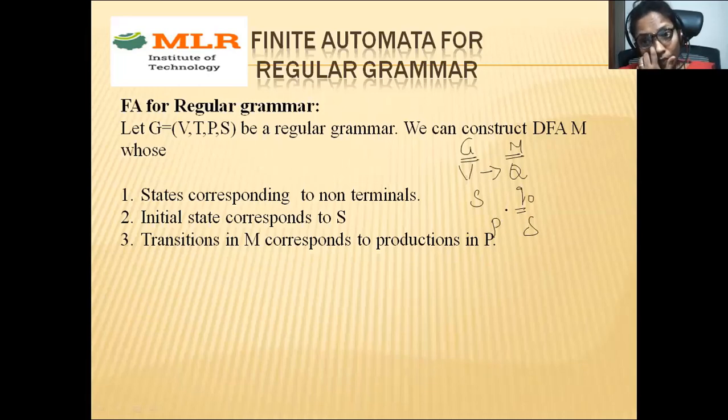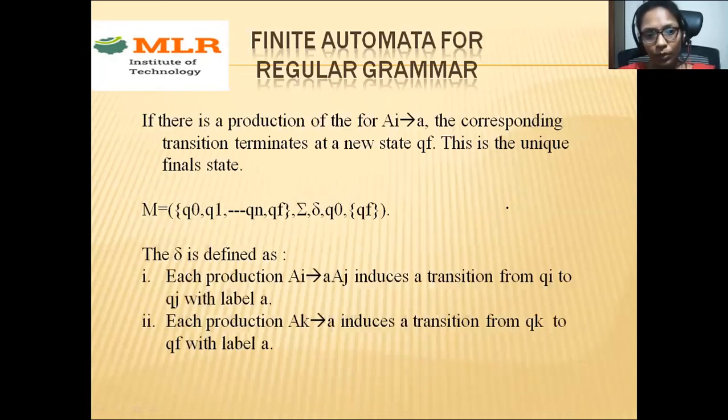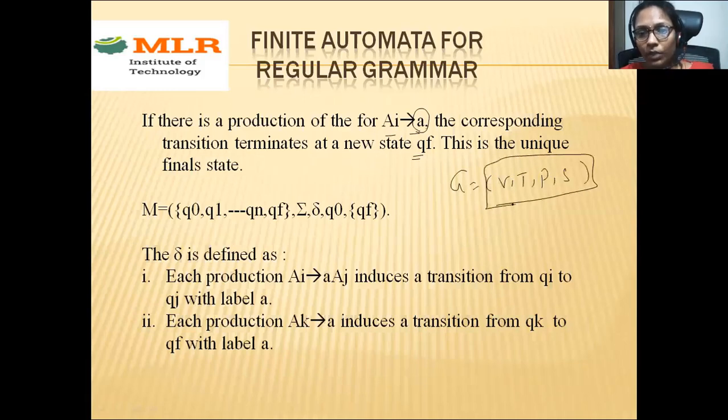Already we have seen how to write the productions for a given finite automata. Now, if there is a production rule Ai tends to a, that means only a terminal symbol without any state, the corresponding transition terminates at a new state called Qf. Why? Because we don't know the final state if they provide only grammar. What is grammar? G = (V, T, P, S). In these four things, we don't have F, capital F. That means we cannot identify the final state directly.